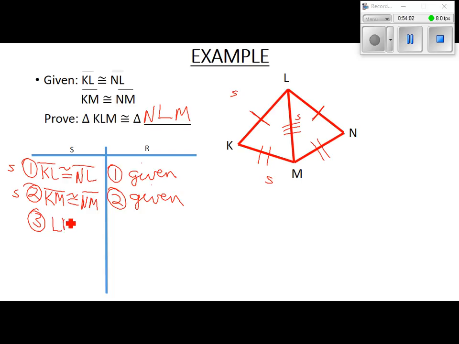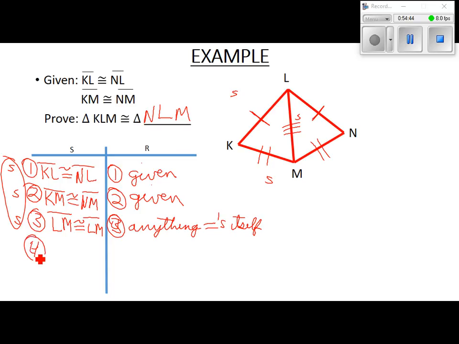And then what you put is LM is congruent to LM, because anything includes itself. LM's congruent to LM. Don't turn it around, because if you turn it around, that makes it look like it's different. We want it to be exactly the same thing. Wyatt's equal to Wyatt, not Wyatt's equal to Cisco or anything like that. It's got to be exactly the same. Anything is equal to itself. What do I put out here beside the 3? Is that enough? And then what can I say? Triangle KLM is congruent to triangle what?